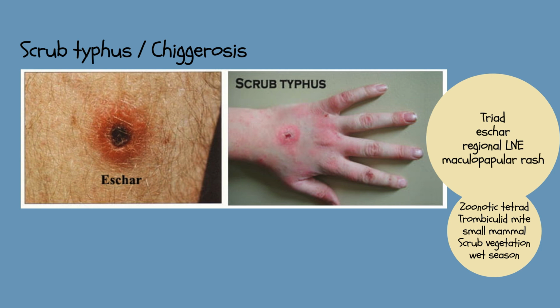The zoonotic tetrad is what is essential for scrub typhus to spread. Initially we need the trombiculid mite, small mammals like rats, scrub vegetation is important, that's why it's called scrub typhus, and wet season. This is the zoonotic tetrad for scrub typhus. The treatment of choice is doxycycline.